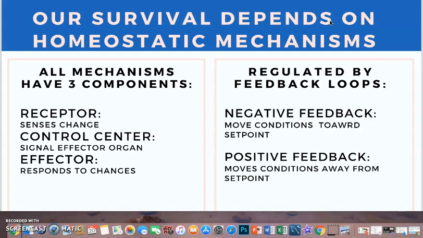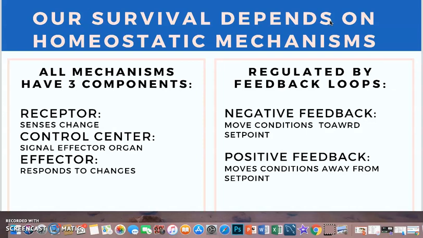So these mechanisms are regulated by feedback loops. Negative feedback loops are the most common, and they bring internal conditions back to the set point. The correction reduces the response of the effector, so the correction doesn't go too far. So the negative feedback regulates itself also.